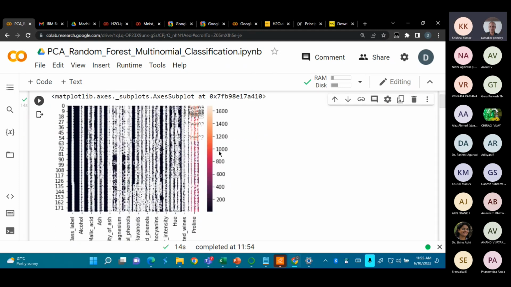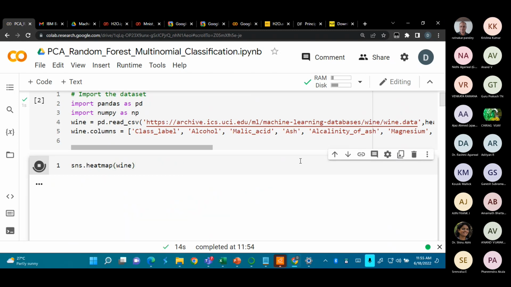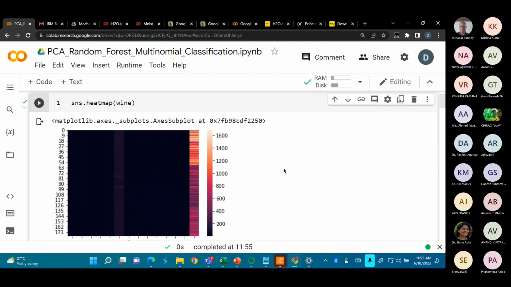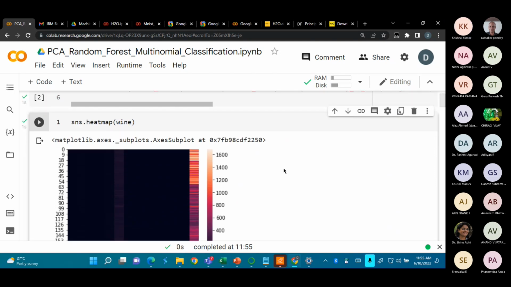Uh-oh, this looks really bad. Let me remove the annotation because it's just too much to handle. Okay, hold on, sorry, my bad. I'm not doing the core actually. That is missing. Now I can have the annotation as well.